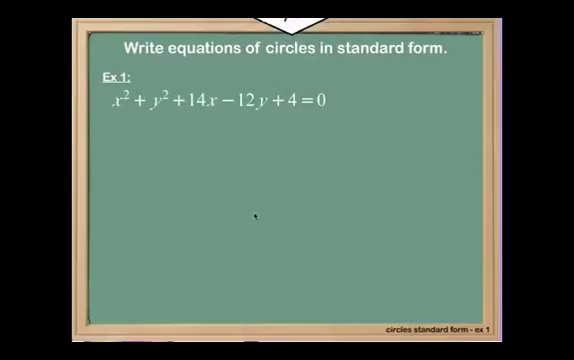So let's start. What we have in our first example is x squared plus y squared plus 14x minus 12y plus 4 equals 0. Before we can even get the equation in standard form, let's write out what the equation of a circle is in standard form to begin with. We know it's (x minus h) quantity squared, plus (y minus k) quantity squared, equals r squared. Told you guys you're going to have that memorized by the end of this video.